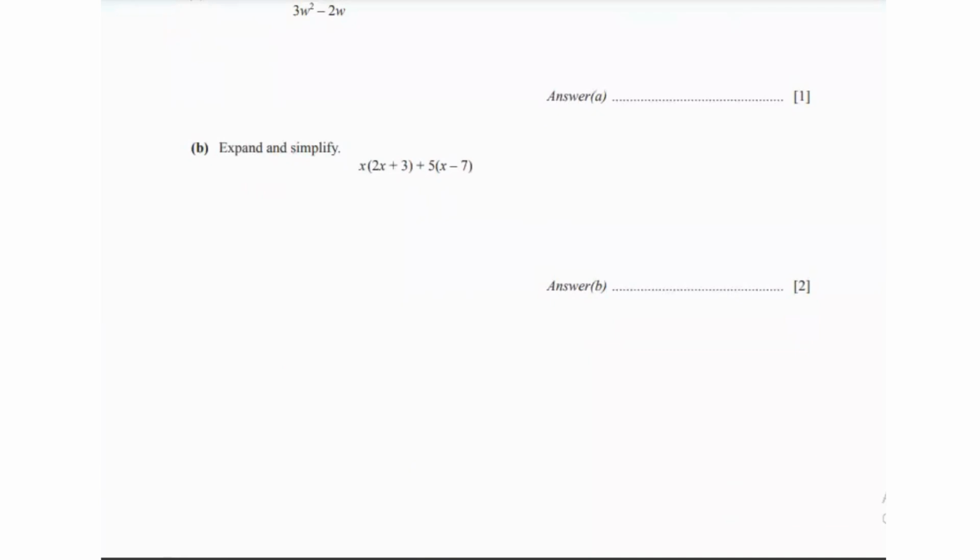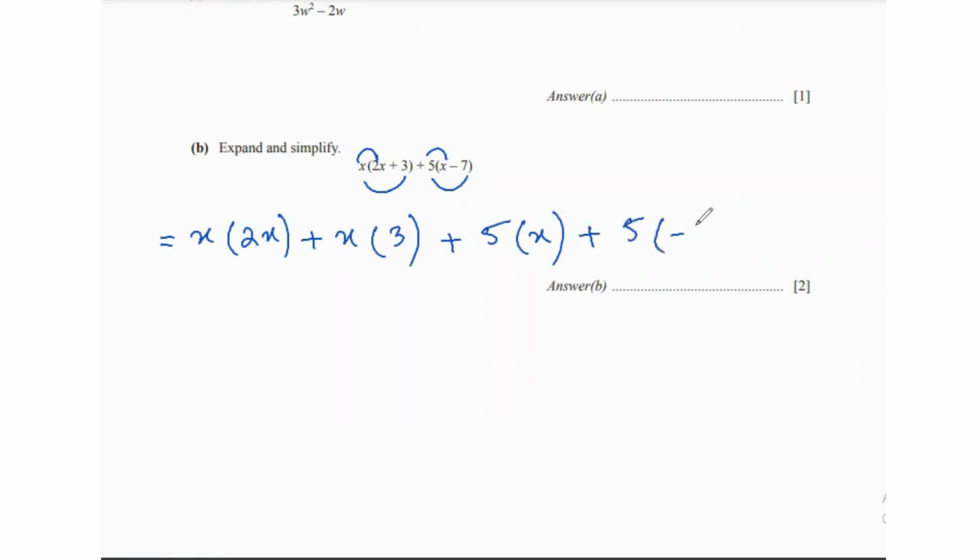If you look at part B, now part B is asking us to expand and then simplify. So expansion, as we just went through, we will multiply the terms outside the bracket with the terms inside the bracket, which means x goes with 2x and with 3. Similarly, 5 goes with x and with negative 7. So we'll rewrite this as x times 2x plus x times 3, then plus 5 times x, and plus 5 times negative 7.